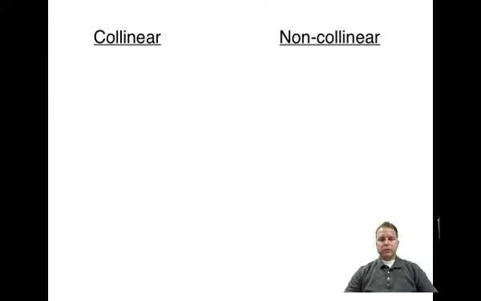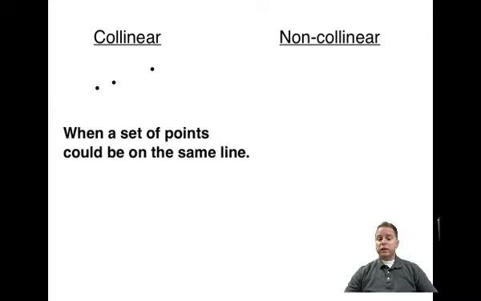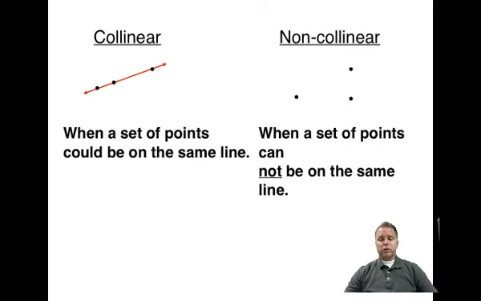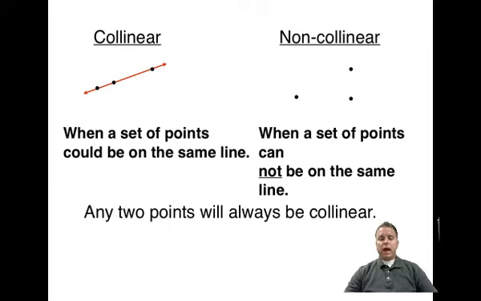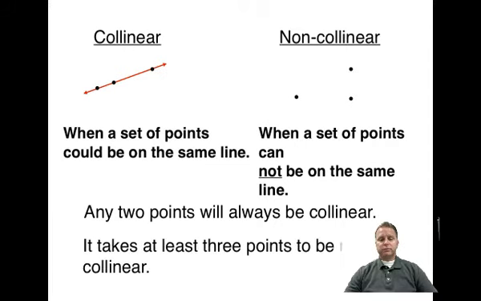Okay, collinear and non-collinear. Collinear is when a set of points could be on the same line. So if you can draw a line through them, they're collinear. Non-collinear would be the opposite. They're in a random order, when a set of points cannot be on the same line. Any 2 points will always be collinear because you can always draw a straight line between 2 points. It takes at least 3 points to be non-collinear.